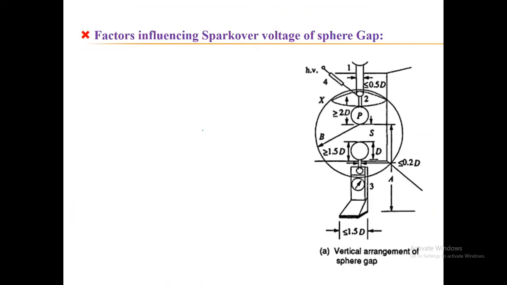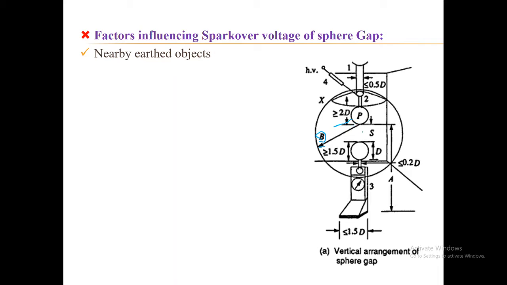So there are various factors which affect the spark over voltage of the sphere gap. Let me see them. First is nearby earth object. If suppose during the testing the earth object lies inside this radius B when I am giving the voltage, what exactly happens? If this earth electrode is close to this high voltage electrode, then the spark will occur between the earth object and the high voltage electrode.